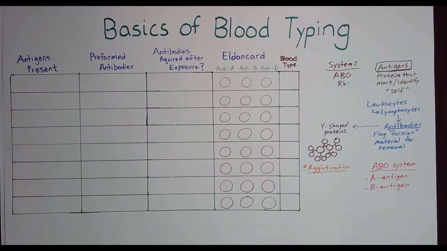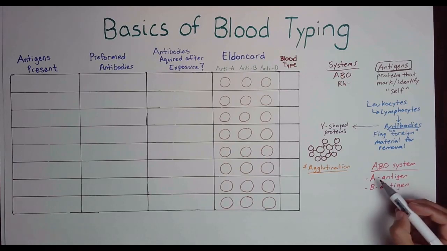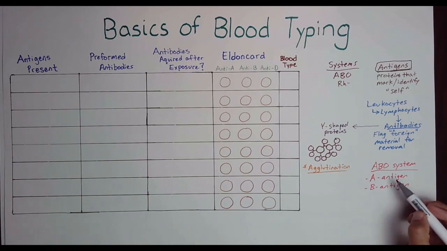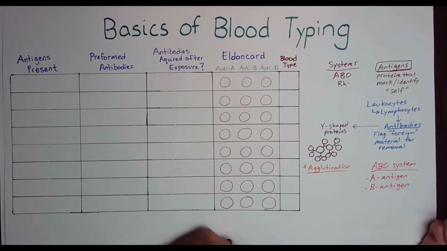Now, if somebody has the A antigen in the ABO system, we call that blood type type A. So let's say that again. If they have the A antigen, we call that blood type type what? Type A. Because the type of blood you have has to do with the antigen present on your blood. What if they have a B antigen? Then we call this blood type type B.